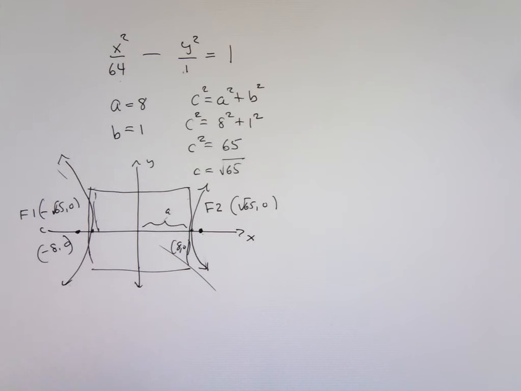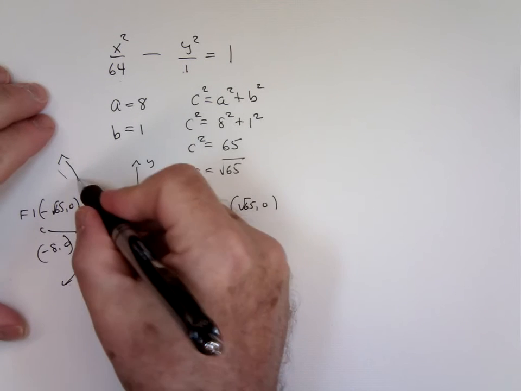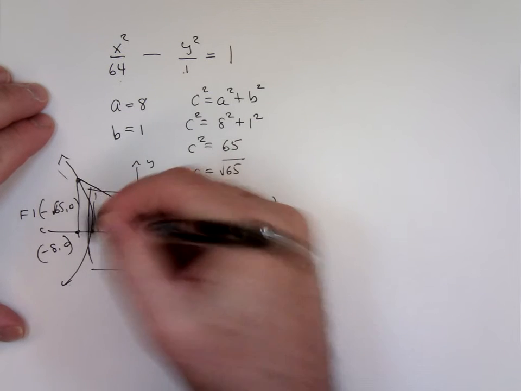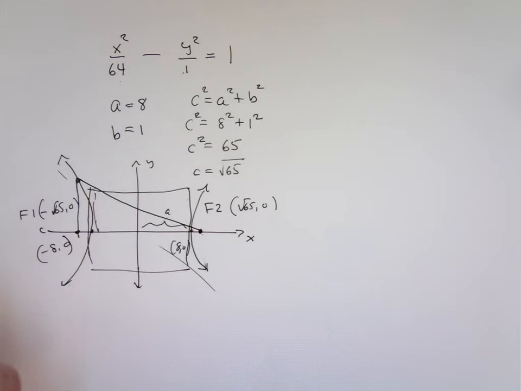The hyperbola is a set of points in the plane where the difference of the distances from two points, the foci, is a constant. So every point you take on this, if you take this distance minus that distance, is a constant. The difference in the two distances is a constant.